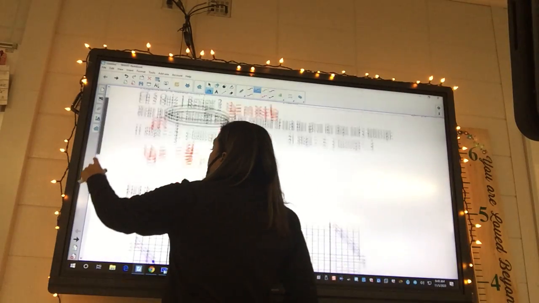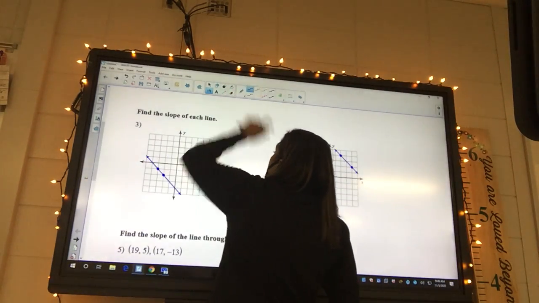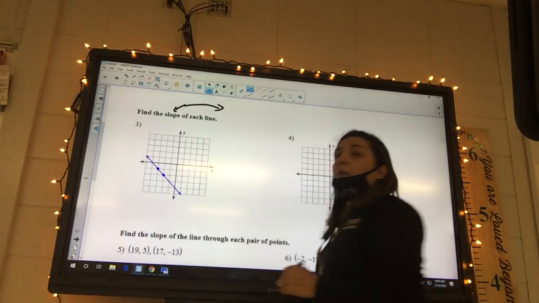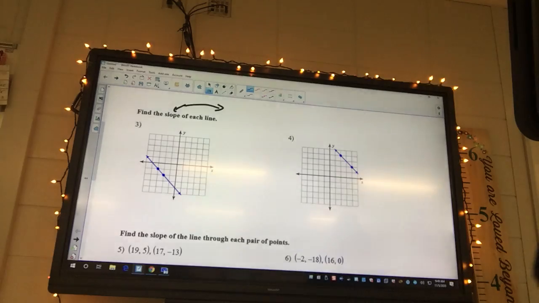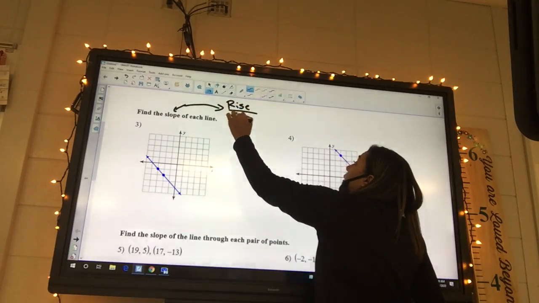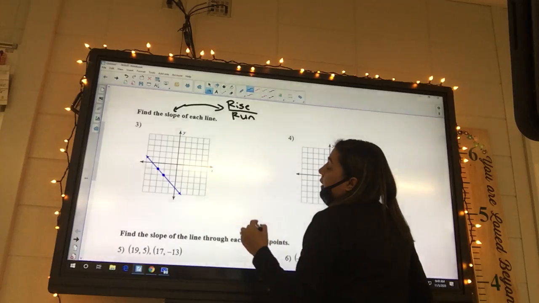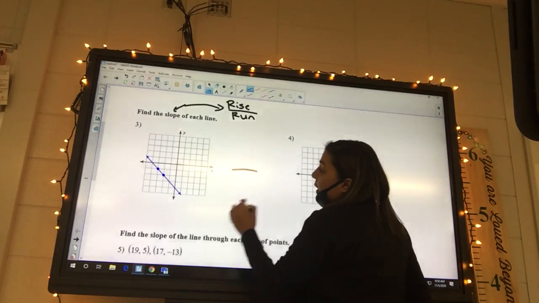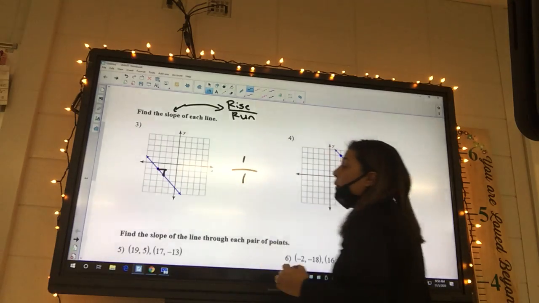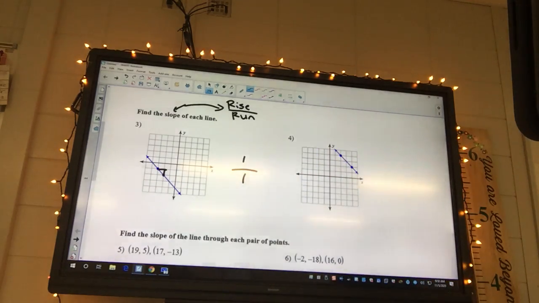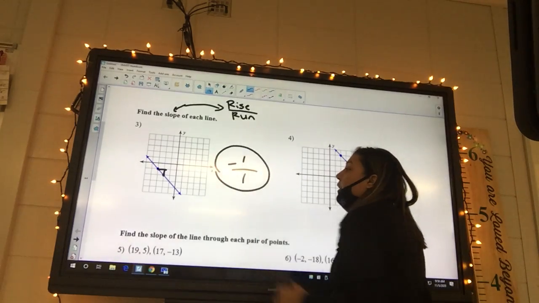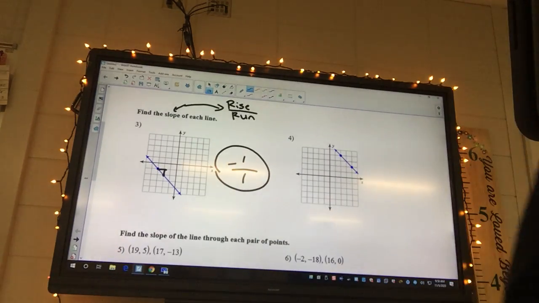Number 3 says find the slope of each line. How do we find slope on a graph? Rise over run. So we rise 1, we go over 1. Is this going to be a positive or negative slope? Negative. Yeah, it's a negative slope. So it's just going to be negative 1 over 1 or negative 1, either way.